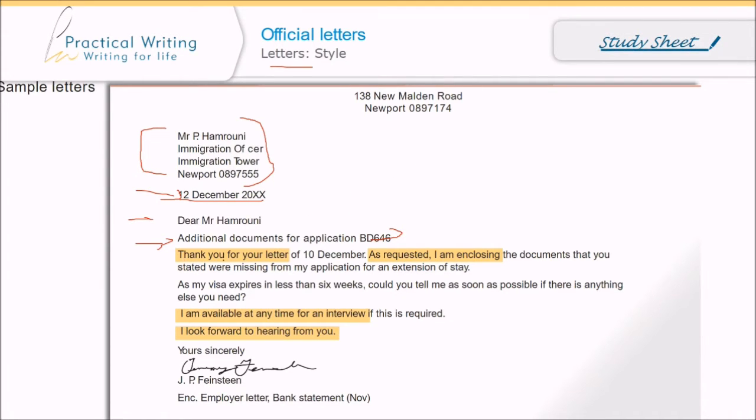Then, thanks for your letter. This is how we start. Thanks for your letter of 10 December. Then, as requested, I'm enclosing the documents that you stated were missing from my application for an extension of stay. As my visa expires in less than 6 weeks, could you tell me as soon as possible if there is anything else you need? I'm available at any time for an interview if this is required. I look forward to hearing from you. Yours sincerely, then the name, then the signature, and then you have to mention the enclosures, that is employer letter, bank statement, whatever it may be. So this is how you write a letter.